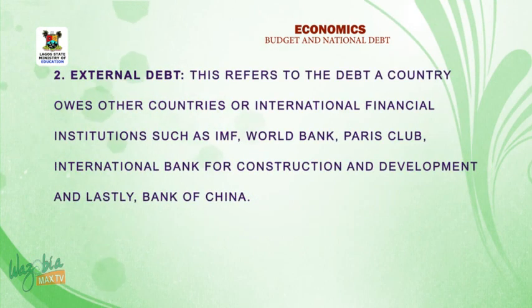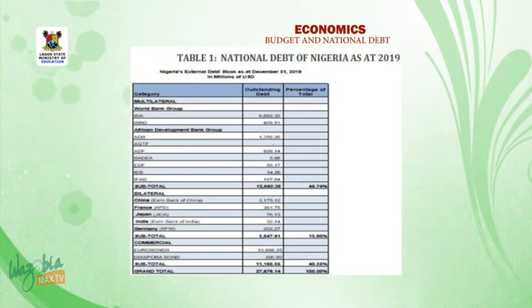External debt. This refers to the debt a country owes other countries or international financial institutions such as IMF, World Bank, Paris Club, International Bank for Reconstruction and Development, and Bank of China. At this point, I direct you to Table 1, where we have the national debt profile of Nigeria.